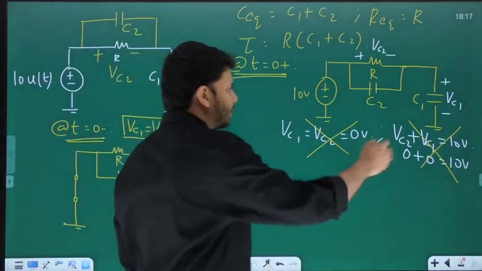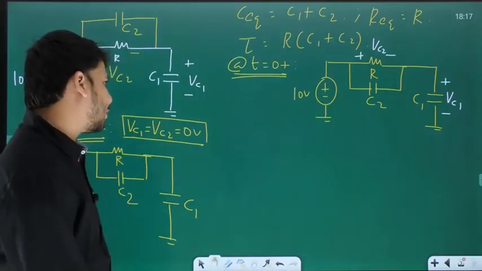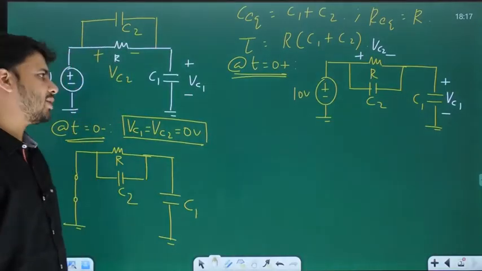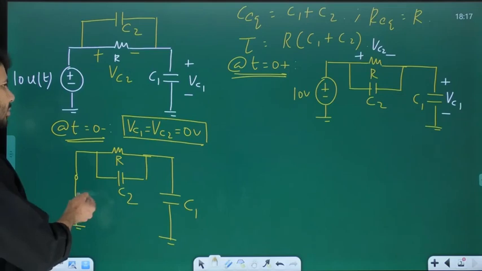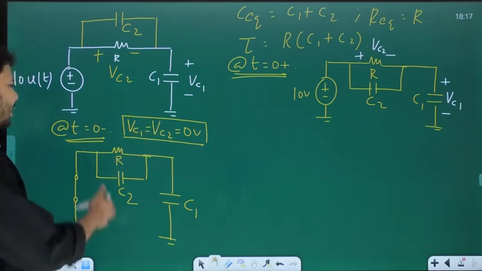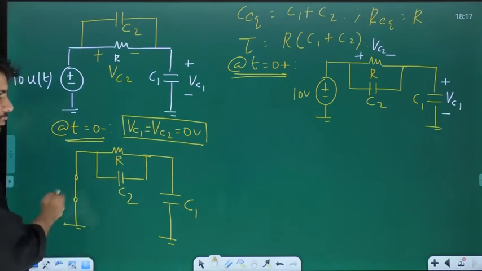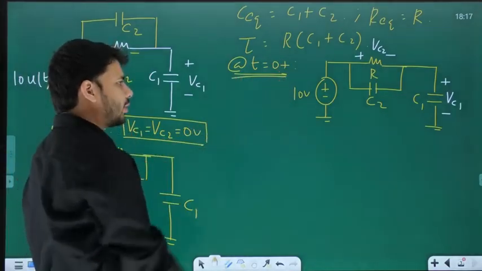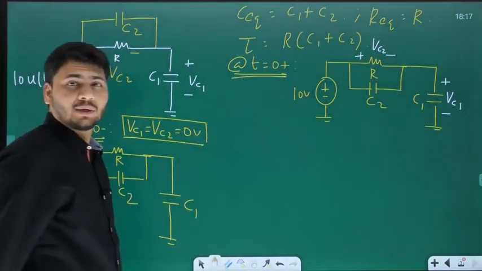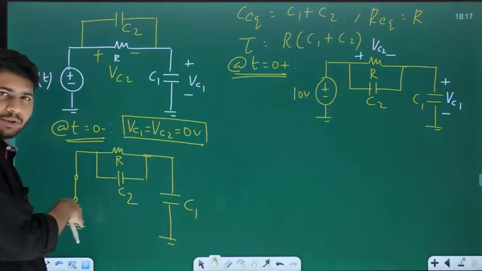You see, during the time of switching, that is at t equal to 0, what is happening to the value of input? Is it not changing from 0 to 10? Because just before t equal to 0, the value of input is 0. And just after t equal to 0, the value of input is 10.